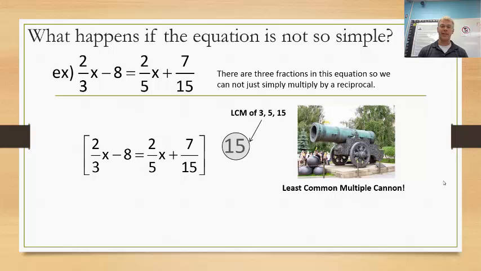So once we've found our least common multiple here, our 15, what we're going to do is fire it at the entire equation. And our process of firing is really just going to be multiplication. You are going to multiply each term in the equation by that least common multiple. Not just the fractions, the non-fraction terms as well here. So what's going to happen is 2/3 times 15 is 10. So that becomes 10x. 15 times 8 is 120. 2/5 times 15 is 6x. And 7/15 times 15 is just 7. So what we've done is we have now taken an equation and rewritten it so that it has no fractions.